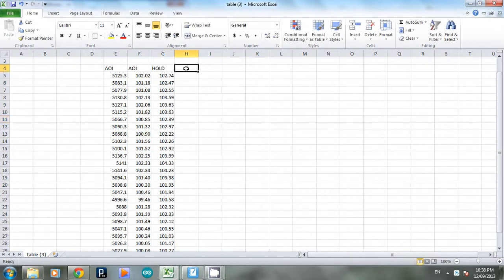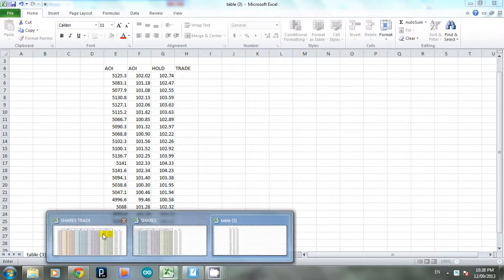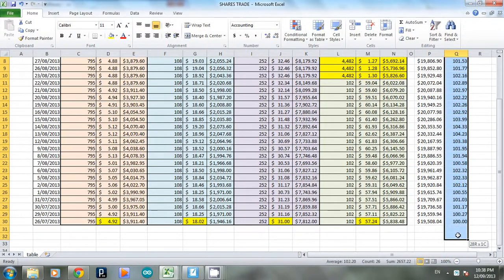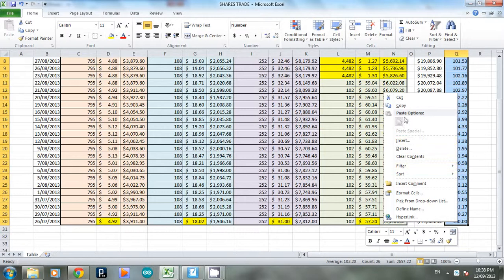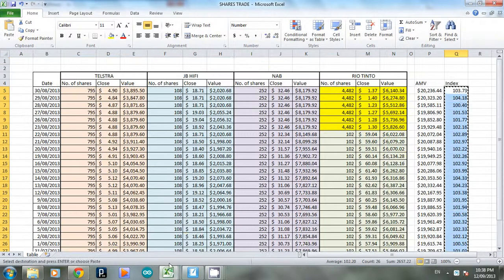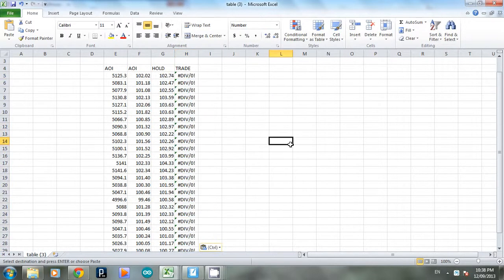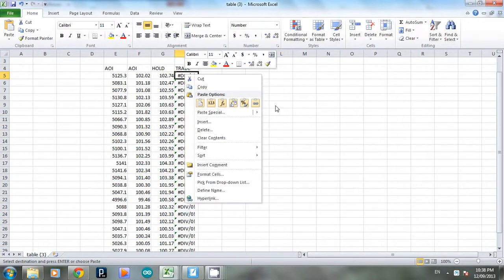And then the next one is the trade scenario. So I'm going to go to my other spreadsheet, pull that up, copy that one's index. And then paste. I forgot to paste as values, didn't I? Bad. There we go.